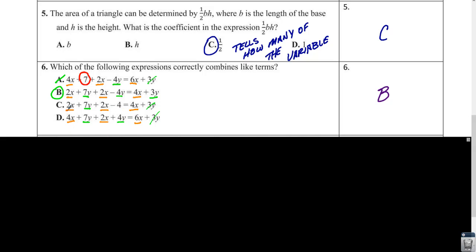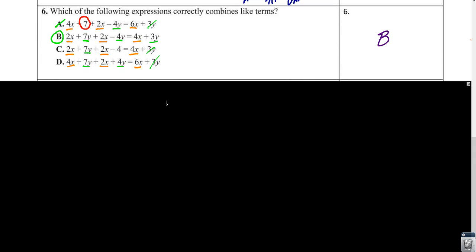And then letter D, 4 x's plus 2 more x's, 6 x's, 7 y's plus 4 y's. Yeah, that should have been 11 y's. So, yep, I like my answer B. I'm going to stick with that. I'm going to get a chance to put a star on that when I correct it later.